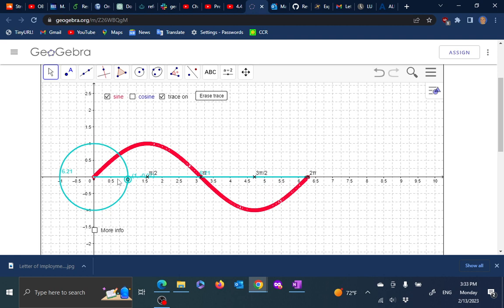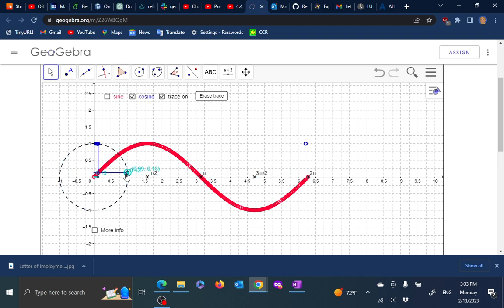So this wave-looking graph is the graph of sine of x, and we want to be very familiar with it because it's going to be the basis of many things that we are going to do later on. We can do a similar thing. We can click the sine off, click cosine on.